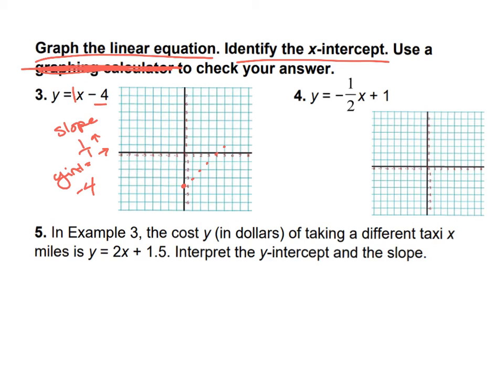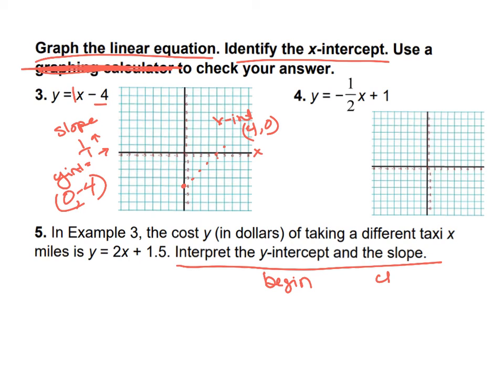Our x-intercept, if we had to find it, is where it crosses the x-axis. In this case, it would be 4, 0. If your y-intercept, if you want to put 0, negative 4, that's fine too. So depending upon the problem, that's the stuff that you're going to be finding. Slope, y-intercept, graph it, x-intercept. Interpret the x-intercept and the slope, or the y-intercept and the slope. Remember, the y-intercept is where they are at the beginning. The slope is the change.